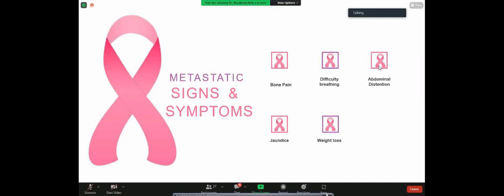Okay. So the second group is the metastatic signs and symptoms. When we talk about metastatic breast cancers, it means it began from the breast and then has spread into other organs. So it can spread even to the brain. It can spread to the liver. It can spread to the lungs. It can spread to anywhere.